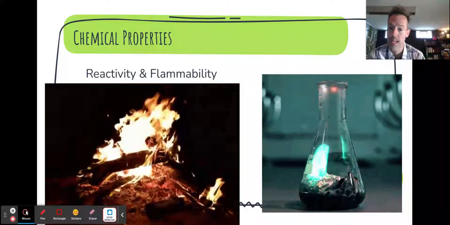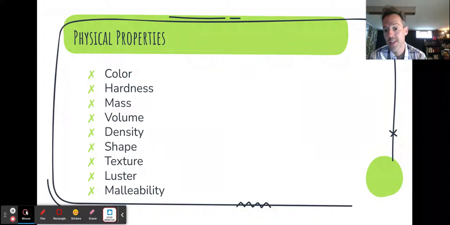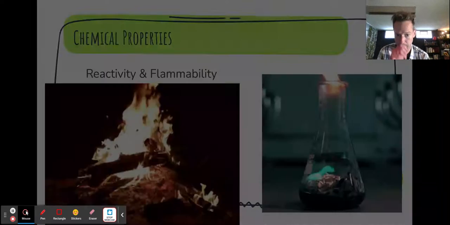Now, the difference between chemical properties and physical properties, if we go back to these physical properties, you can test every single one of these without changing what the substance is. I can take a hammer to a substance to test if it's malleable. It might break, but it's still going to be the same substance. Same with any of the other ones. Color, hardness, we can test them without changing the substance.